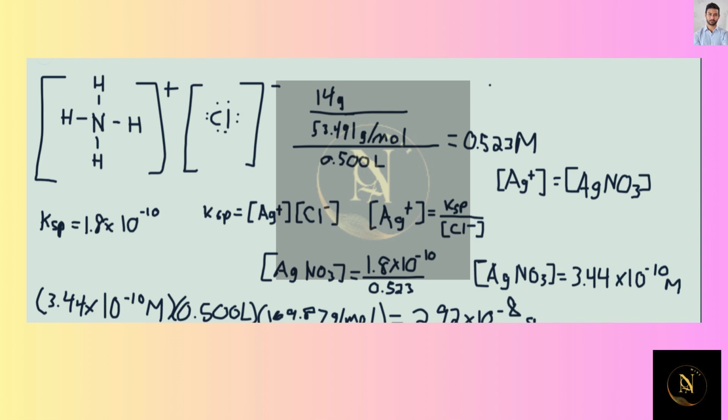Right. And let me just clarify in this case. This is the concentration of ammonium chloride, and ammonium chloride is going to readily dissolve, so that's going to equal the concentration of chloride. That's why we could use it like this.